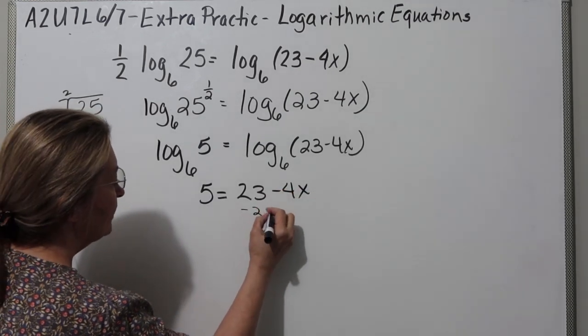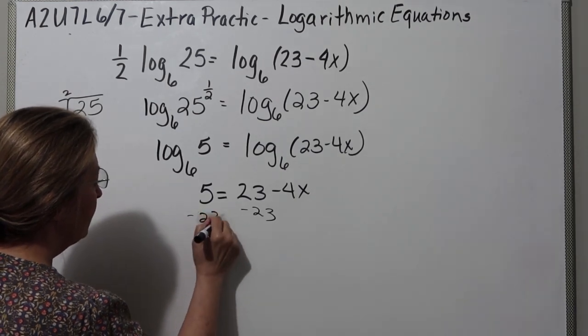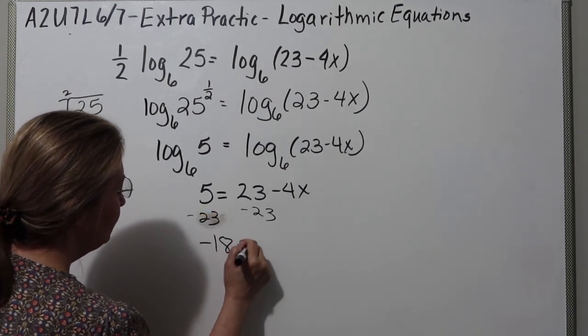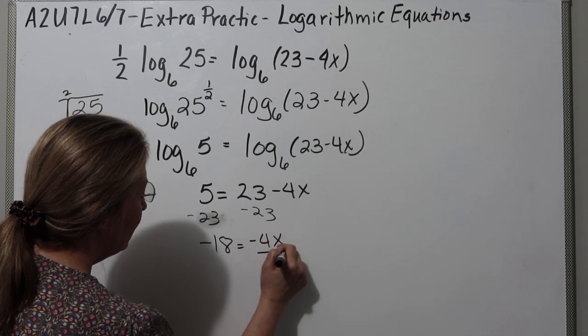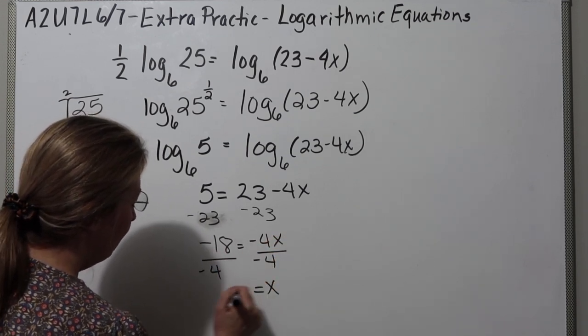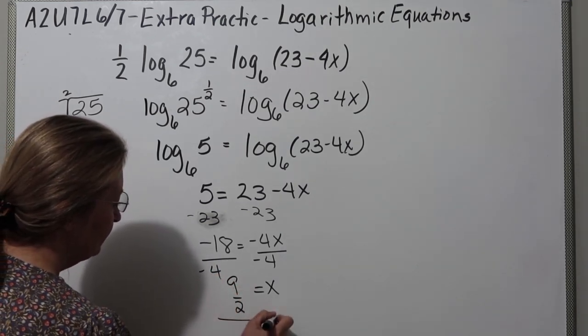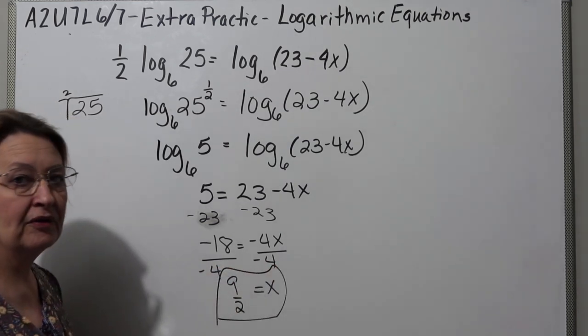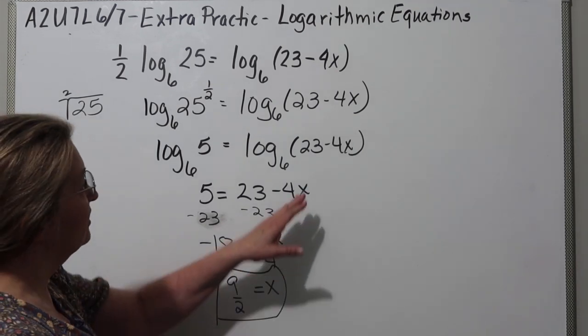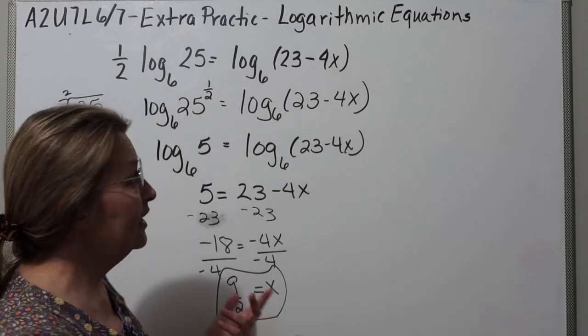I'm going to subtract 23 from each side, so I get negative 18 is equal to negative 4x, and then I'm going to divide both sides by negative 4 and reduce, so this makes positive 9/2. Now, since this is a logarithm, I need to substitute this into my equation up here and make sure that I don't have an extraneous root.